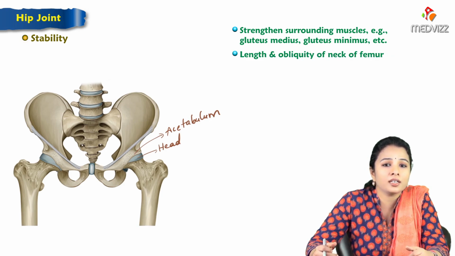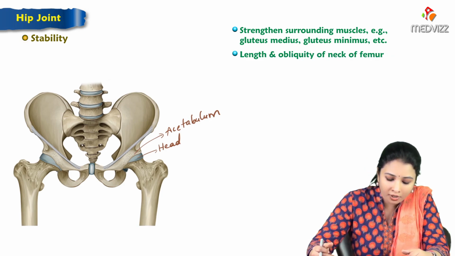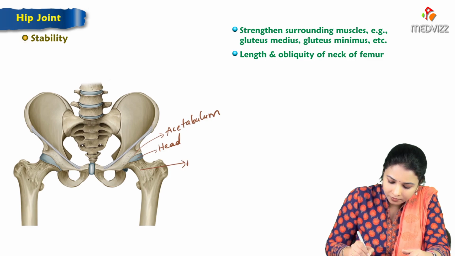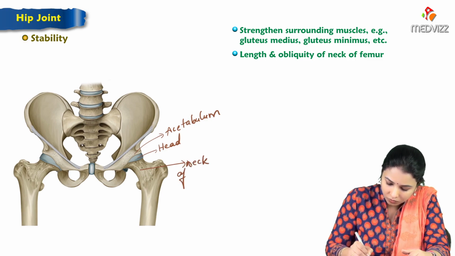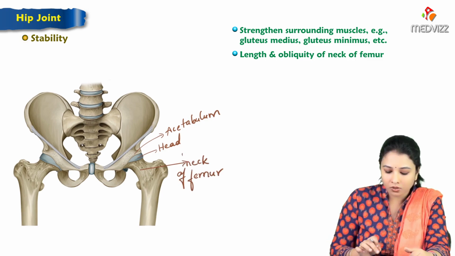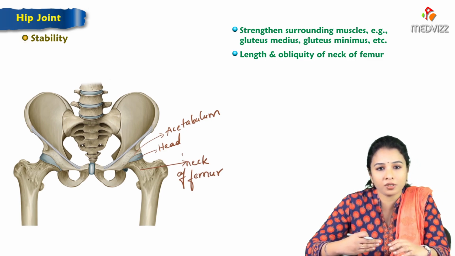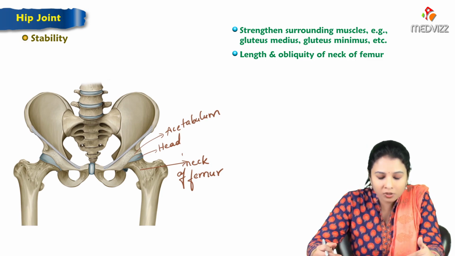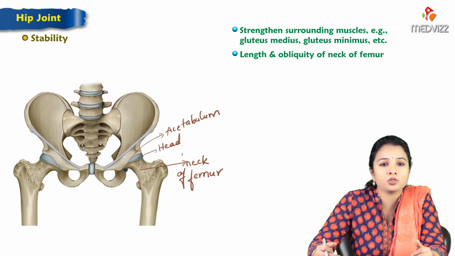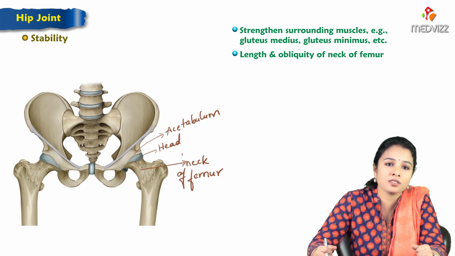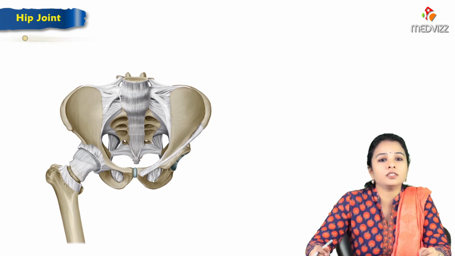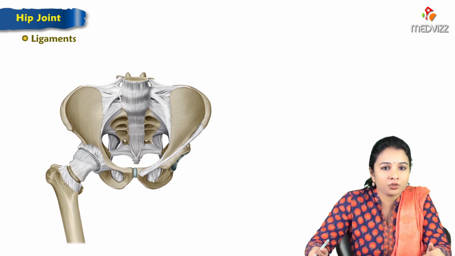And if you see the length and the obliquity of the neck of the femur, which is also a factor responsible for preventing dislocation of the hip joint. So it is a factor providing the stability of the hip joint. Let's move on to the ligaments of the hip joint.